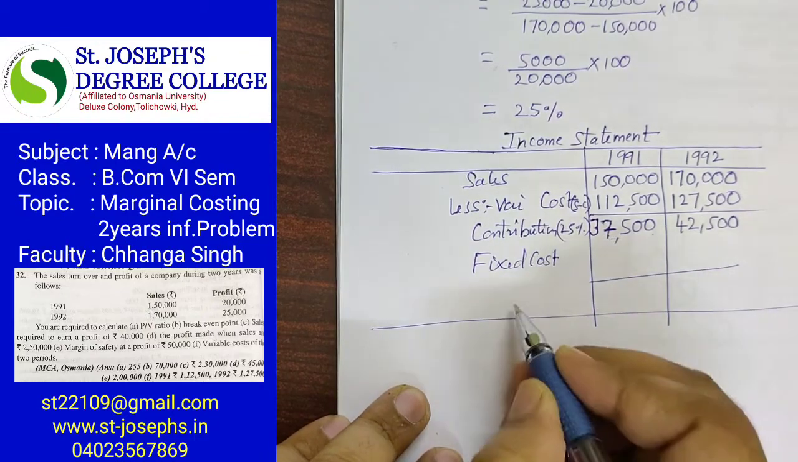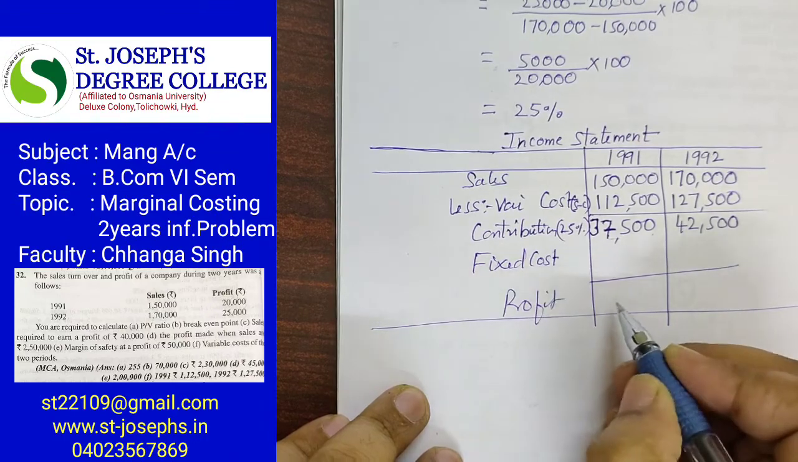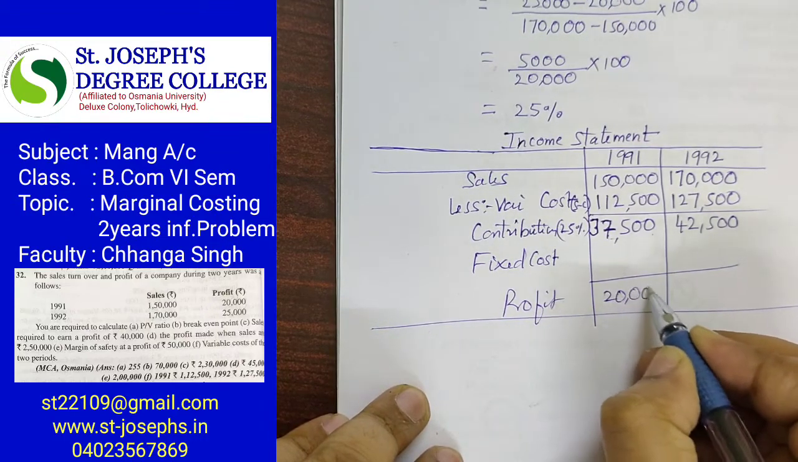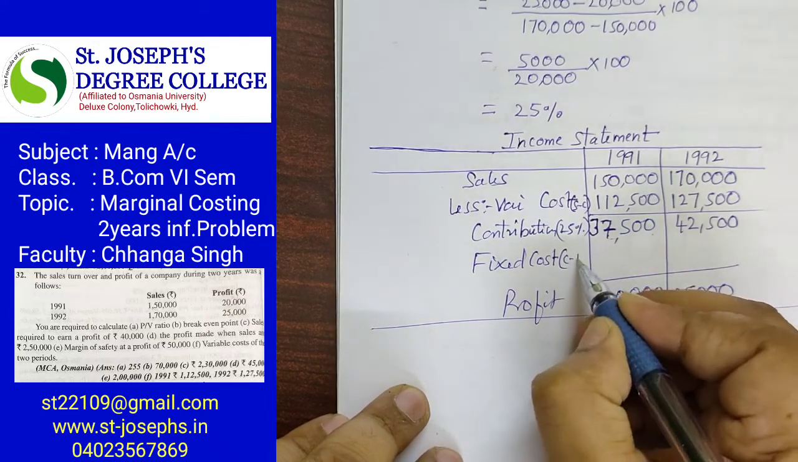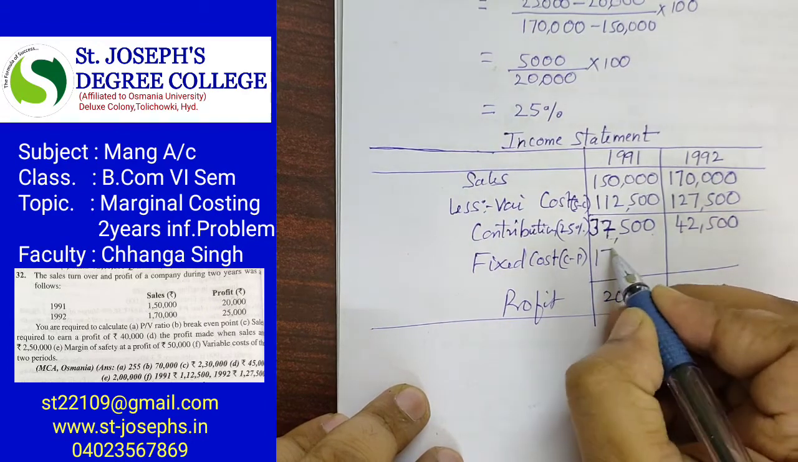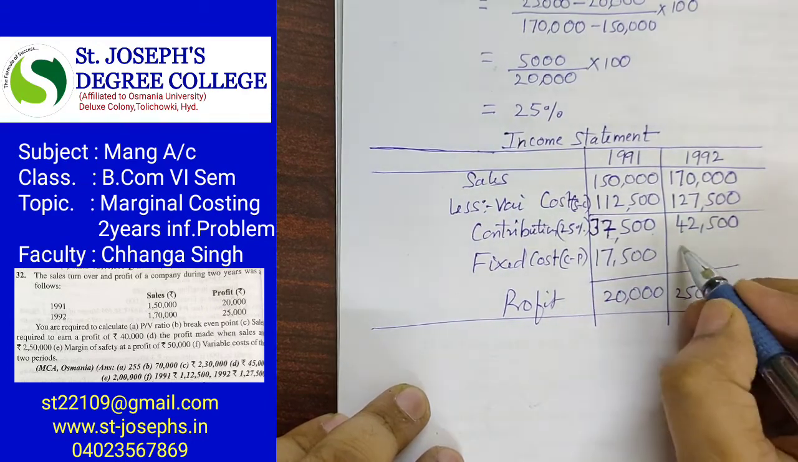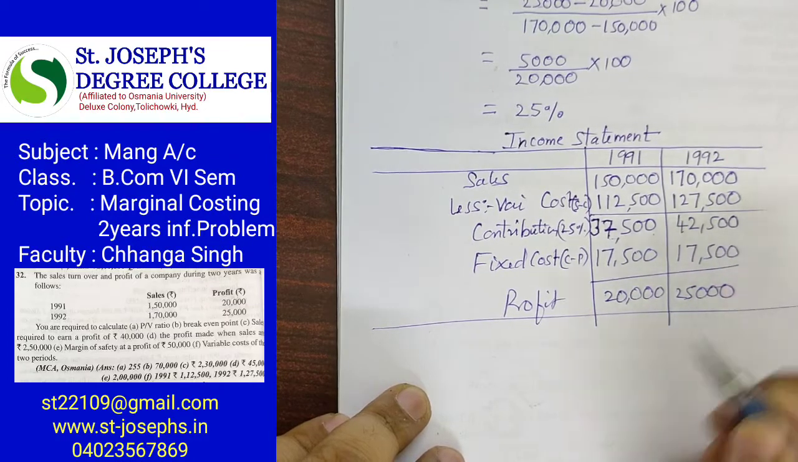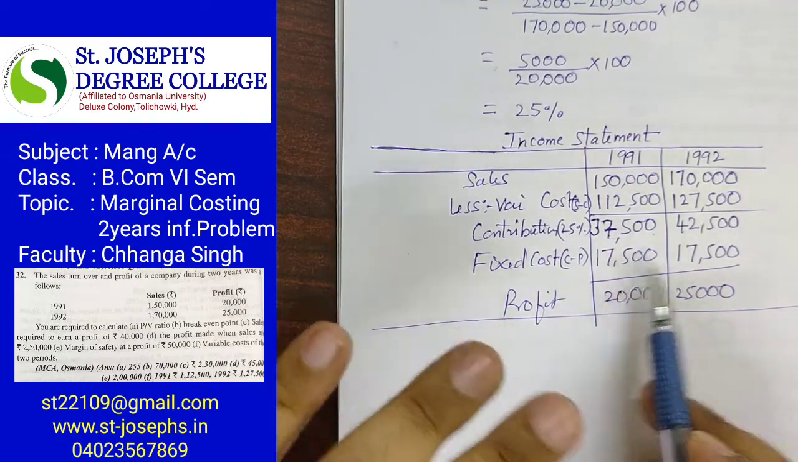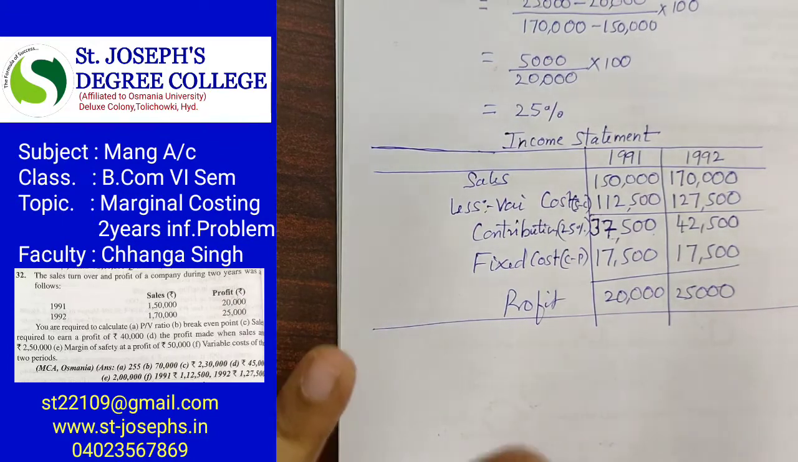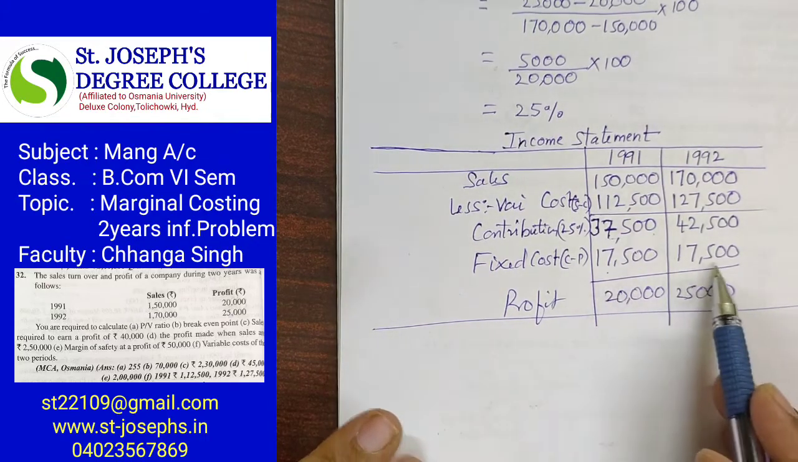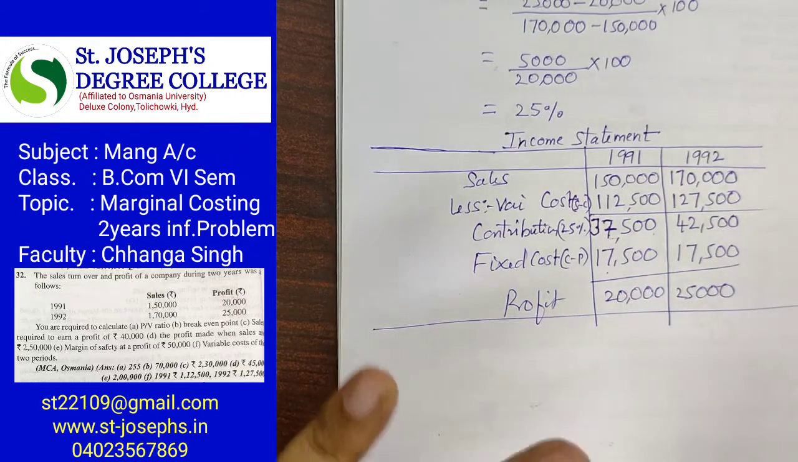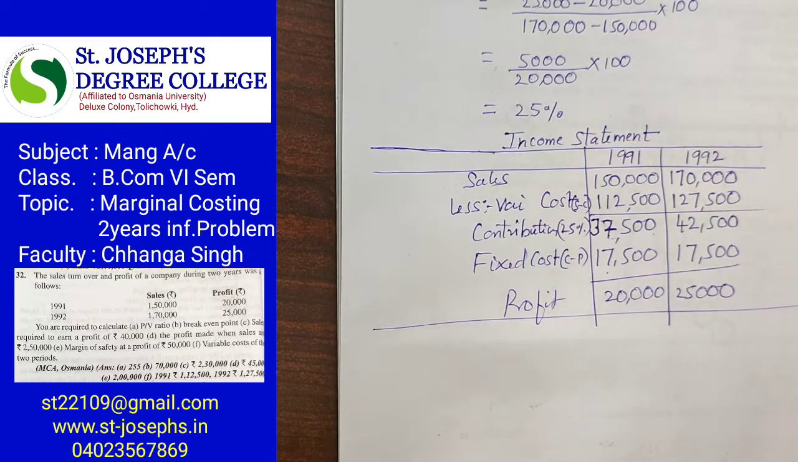Now fixed cost. Again fixed cost we don't know, but profit we know. It is already mentioned in the problem, 20,000 and 25,000. And the difference, contribution minus profit, is equal to 17,500. Here also 17,500. If your fixed cost is the same for both of the years, it means you are going on the right path and you are solving your problem in the correct direction. 17,500 for both of the periods, because fixed cost will always remain constant.